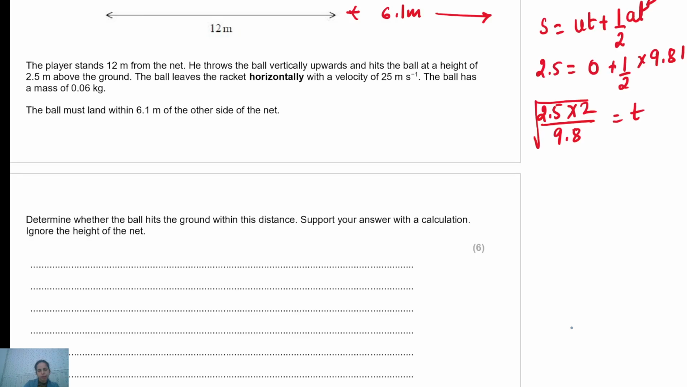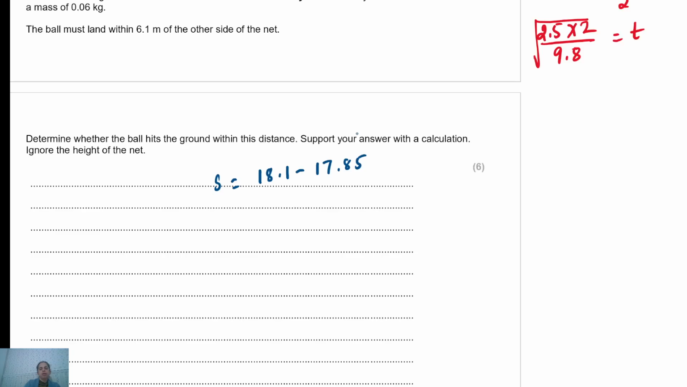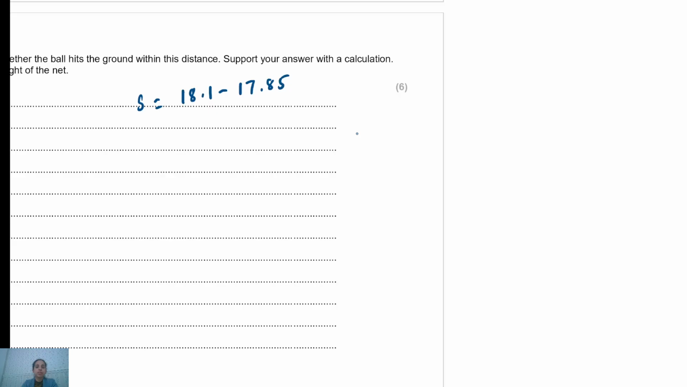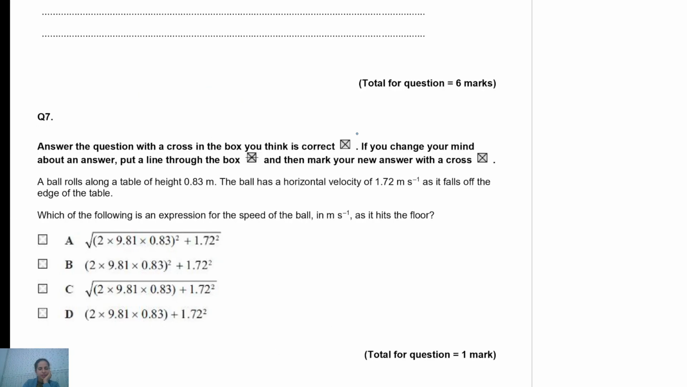Because the distance is 18.1 minus 17.85, we are falling in that range. That's why it's a 6 mark. Easy 6 mark, isn't it? That's the best way. If you're getting a 6 marker, I would pray we get this kind of 6 marker, isn't it? Right, let's try this one.